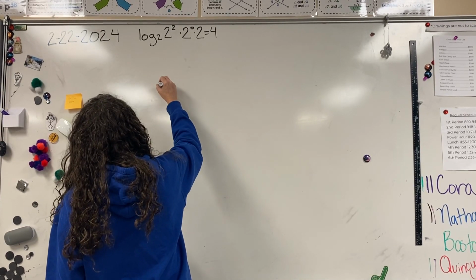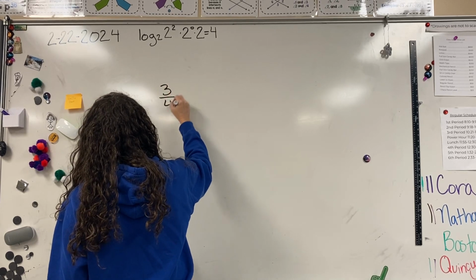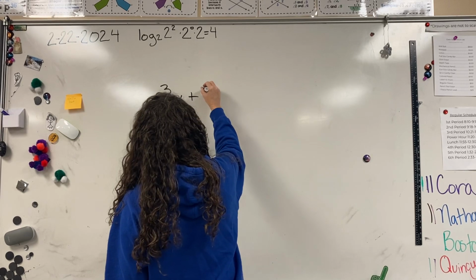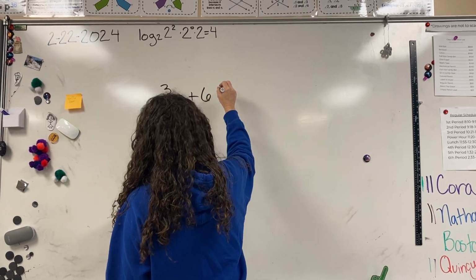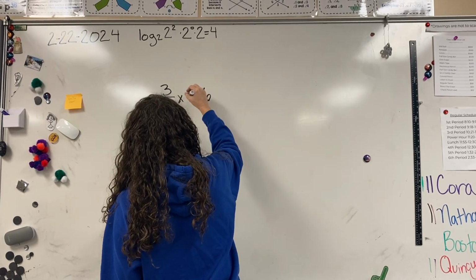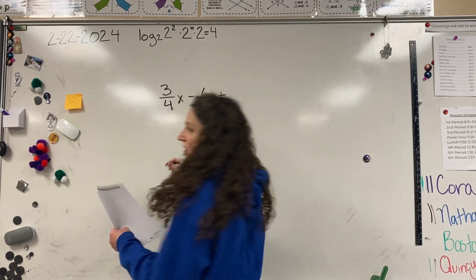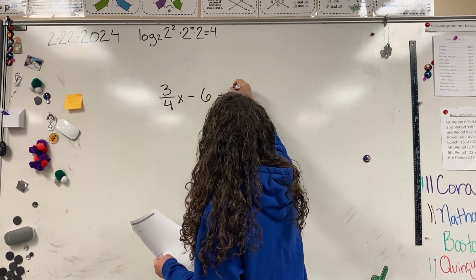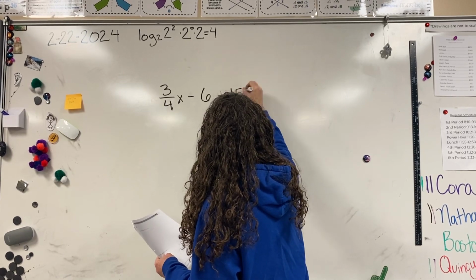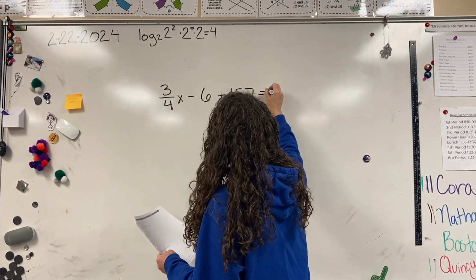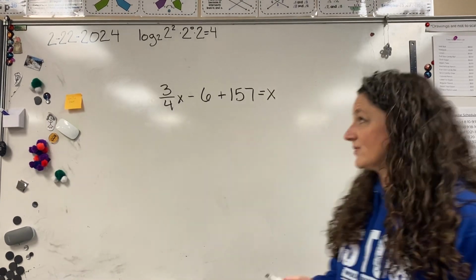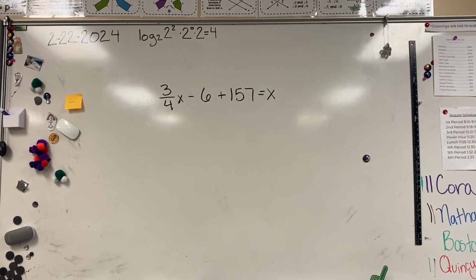So let's have 3/4 x plus, give me a number. 3. 6. What do you minus 6? Minus 6. Give me a large number. 157. I want it big. Equals x. Okay, this is great. This is very, very similar to number 5, but it is not number 5.